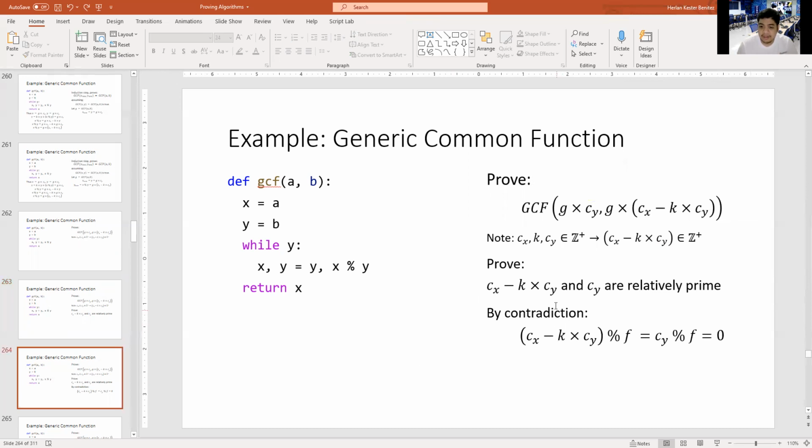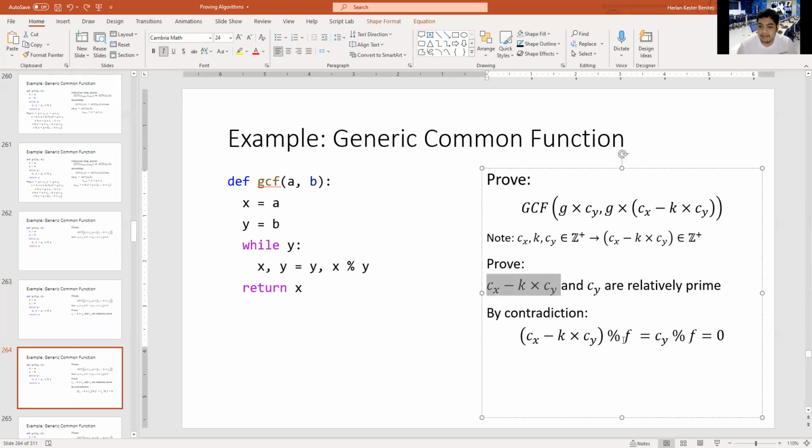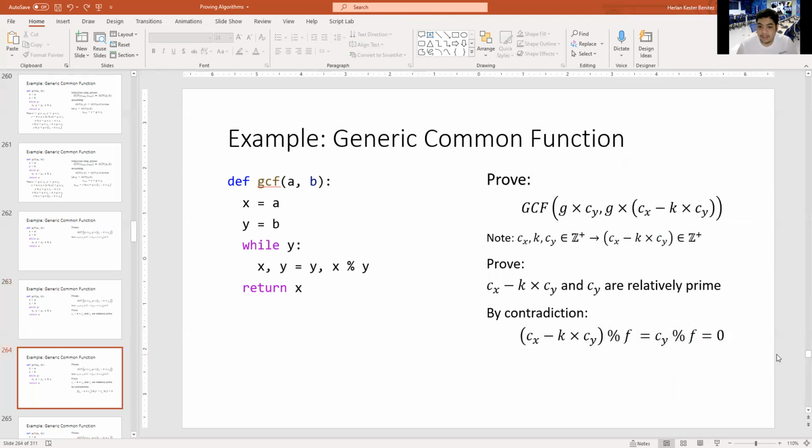So, by contradiction, we want to prove the opposite. We want to prove that if cx minus k times cy and cy have a common factor f, then there would be a contradiction. So, assuming the reverse, they have a common factor f such that when we take the modulo, the result is 0. By this assumption, we just have to show that there is a contradiction.